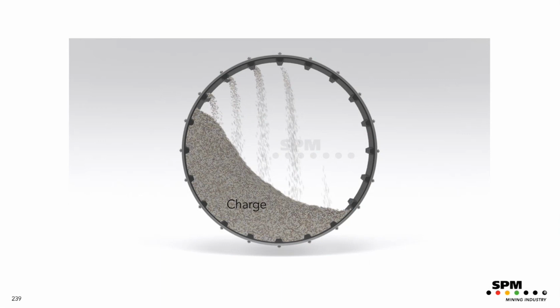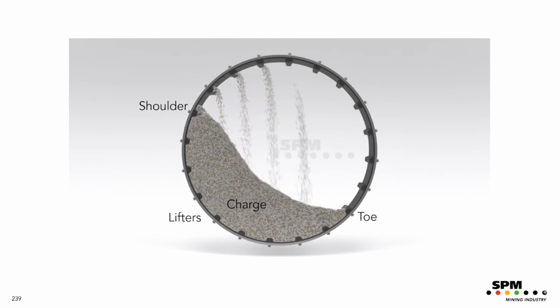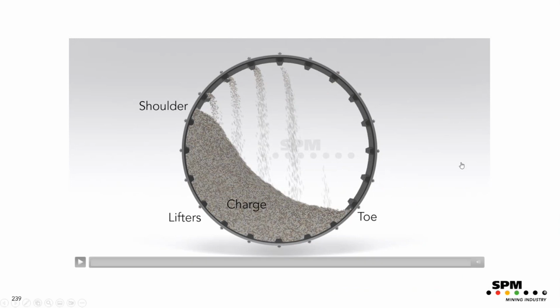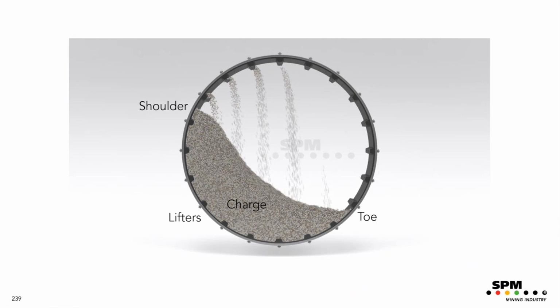This simulation illustrates what's happening inside one of these mills. You have the toe, the charge, the lifters, and the shoulder of the charge. The solution is that we measure the toe position with very high resolution using vibration technology. Too much ore in the mill will be shown as a high toe position, while too little ore will be shown as a low toe position.